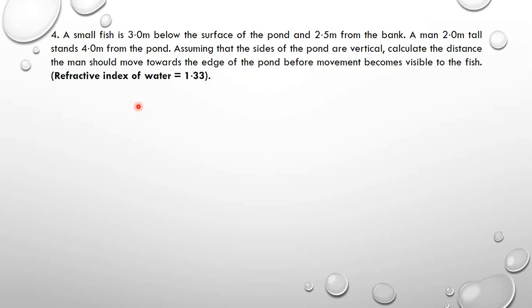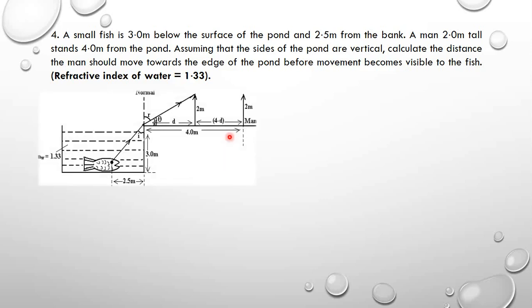So we know that the pond can be quite oval shaped. The cross section may be oval, but here they've specified that the edge must be vertical. The edge of the pond must be vertical, so we shall have a vertical edge. So this is how the diagram will look like: a vertical edge, like that. This edge is vertical. So if these sides are vertical, it means that now we can deal with this as a normal.